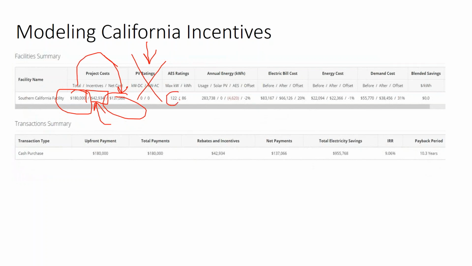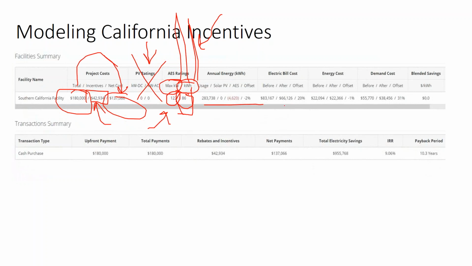We have a 122 kilowatt battery system with an 86 kilowatt hour battery bank. That would be reflective of a very spiky demand management curve, where the battery is designed to fully drain in less than an hour's time, whereas, say, the Tesla Powerwall is designed to fully drain in a 2-hour time. So this is kind of a custom-built solution.